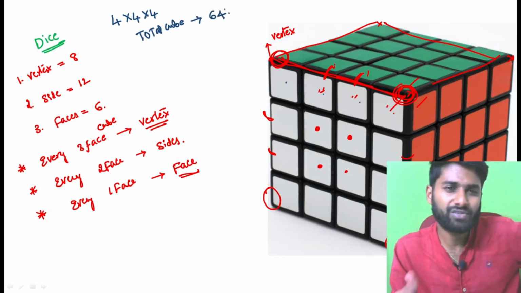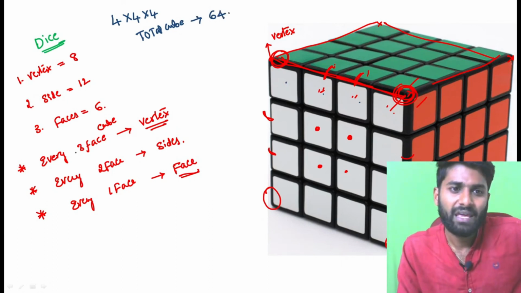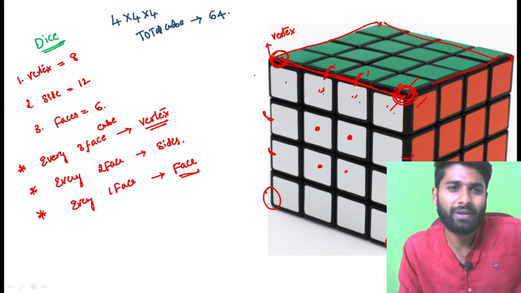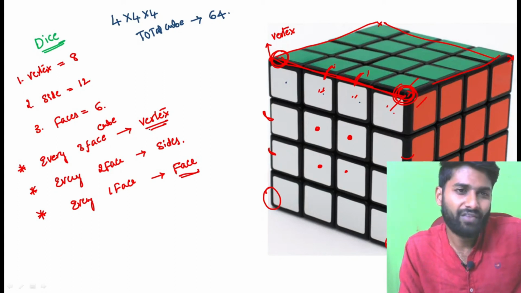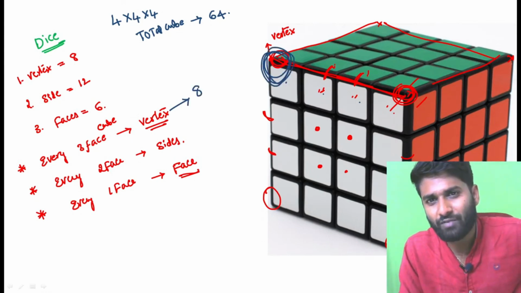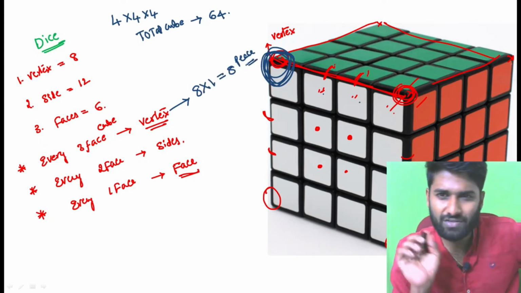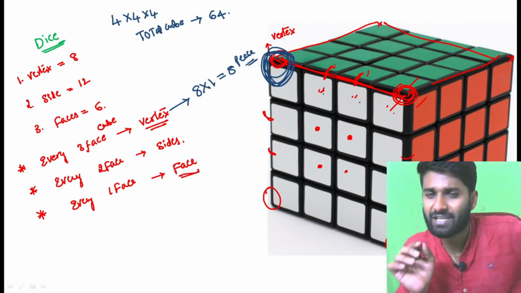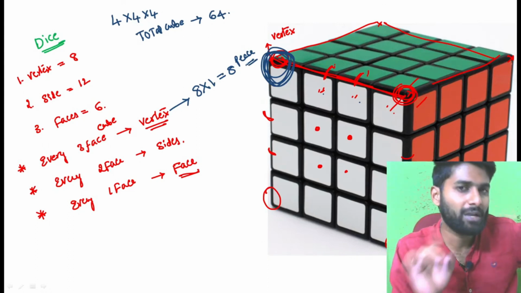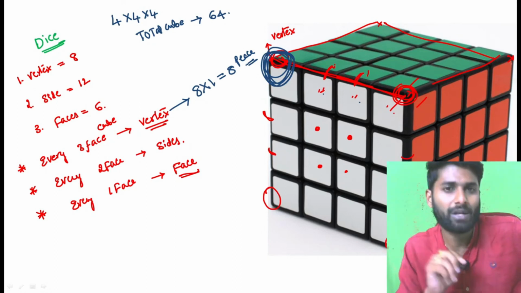Now out of 64, we need to separate the whole parameters. The total number of three-face cubes: we already know that every three-face cube is available at a vertex. So the total number of vertices is 8. At every vertex we can see only one piece. So 8 into 1, the total number of pieces is 8. That is the first one.